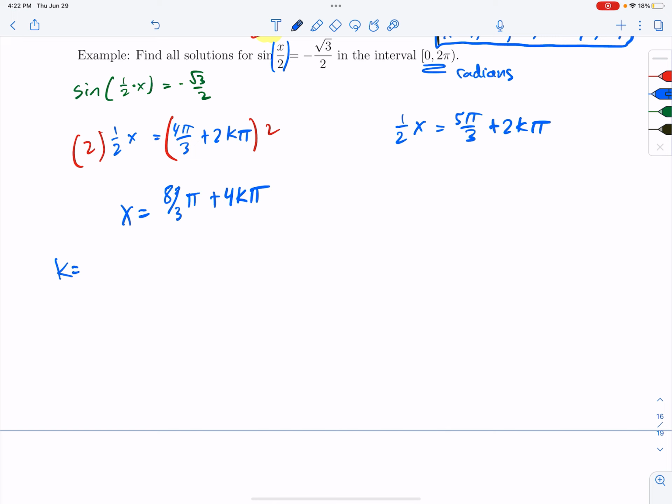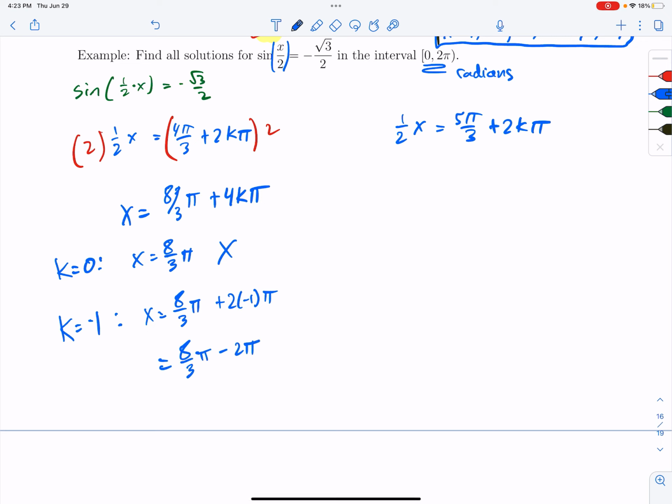Now if k is equal to 0, we're going to get, well, x is equal to 8/3 pi. That is bigger than 2 pi, so that is not a solution. If I go k equals 1, and k equals 2, and k equals 3, and so on, I'm just going to get bigger and bigger values. But because k is an integer, it's possible that negative 1 would work. Let's check that out. x is equal to 8/3 pi plus 2 times negative 1 pi. So I get 8/3 pi minus 2 pi.